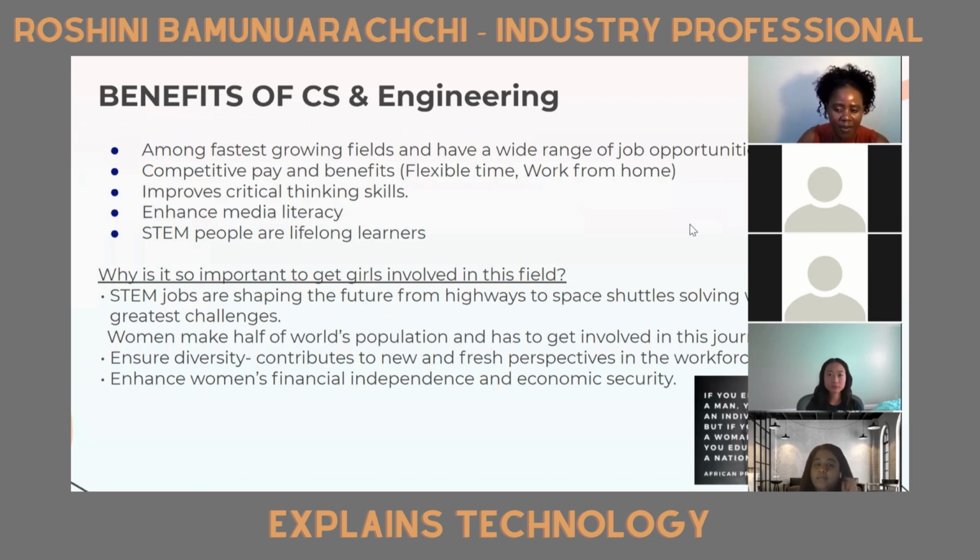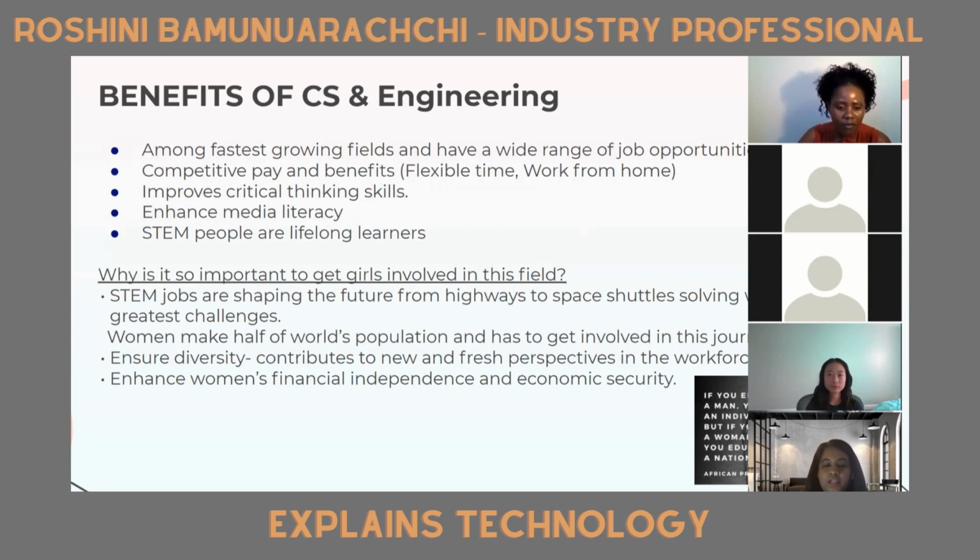So, benefits of computer science and engineering. STEM in general is one of the fastest growing fields, but if you look at computer science, computer science is everywhere. I have a degree in software engineering, but I work at an insurance company because every company has an IT department, every company has a research department. Without implementing technology, a lot of companies can't really grow. They can't fight with their competitors.